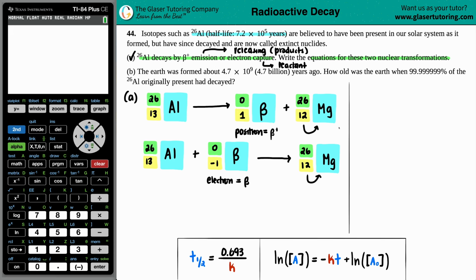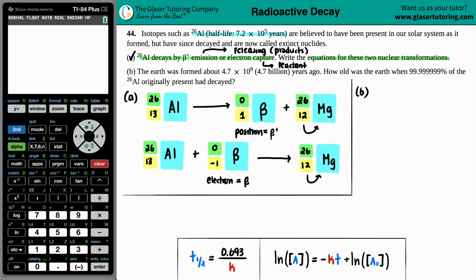And now maybe we'll start up top here for letter B. Letter B says, the Earth was formed about 4.7 times 10 to the 9th, so that's 4.7 billion years ago. How old was the Earth when 99.999999% of the aluminum-26 that was originally present had decayed?